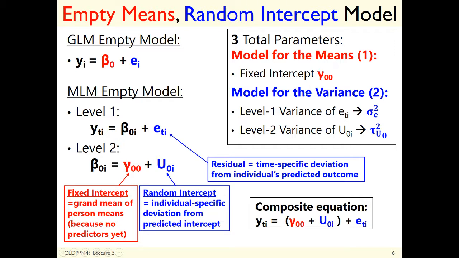So this total model has 3 parameters. Empty means, fixed intercept, 1. Model for the variance, random intercept only. We always have a random intercept only, as opposed to random intercept plus slopes. We have an E variance at level 1, a U0 variance at level 2, never any covariances across levels, and so just 3. So this is the first model we estimate. We do so to figure out whether or not we actually have longitudinal data, right?